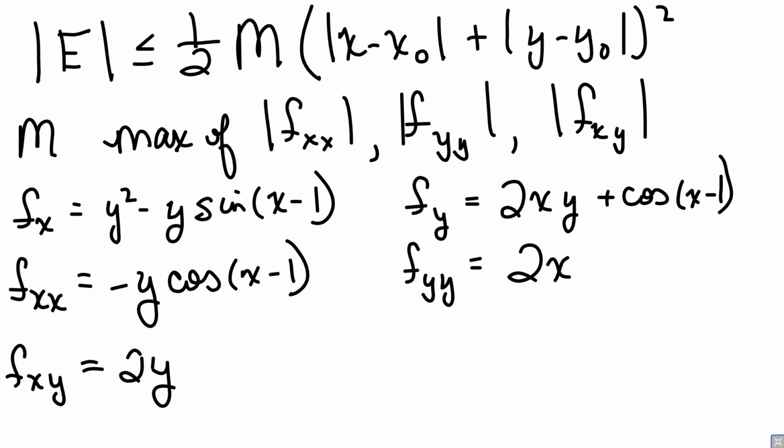Yes. So it'd be 2y minus the sine of x minus 1. Okay? So we have all our partials. All right. Any questions there? Okay. So here's what we're going to do. Let's start with the second order partial with respect to x.